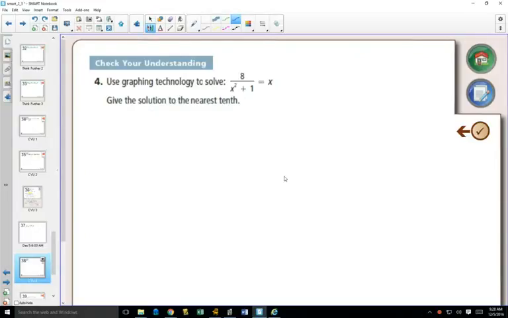It's a relatively straightforward one. If you were allowed to use your graphing calculator, how would you solve this one? What would we do? How do we solve equations graphically?